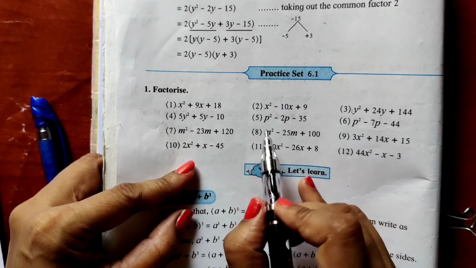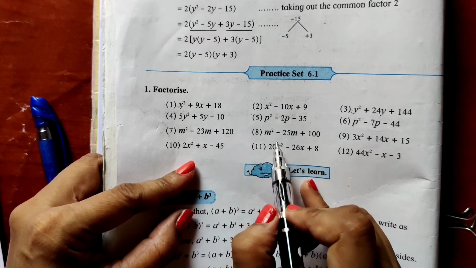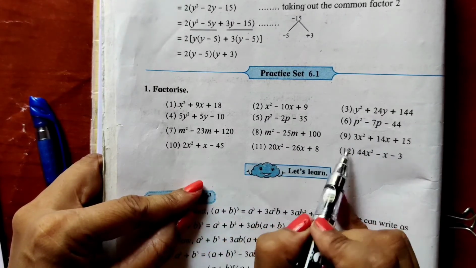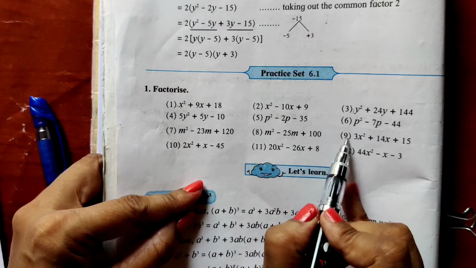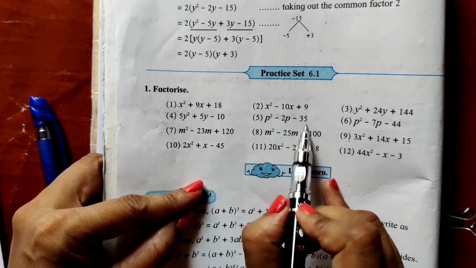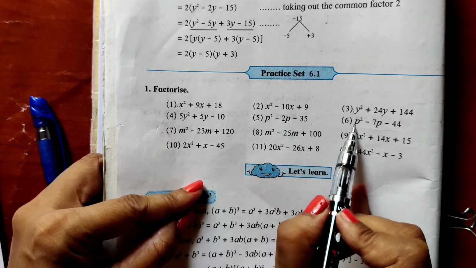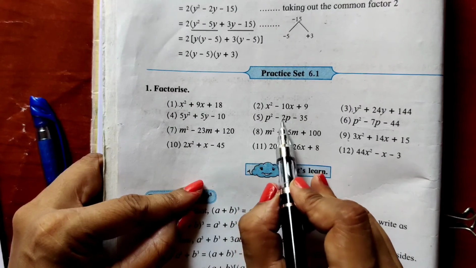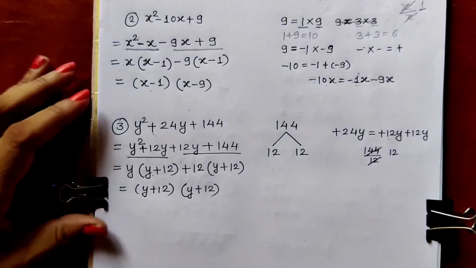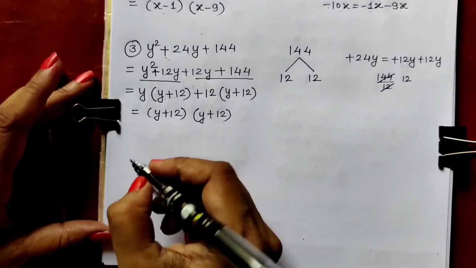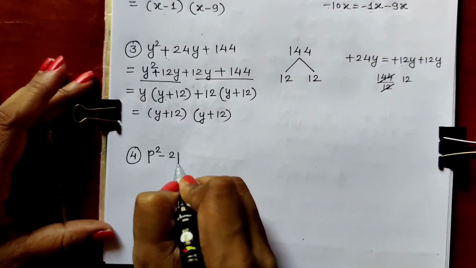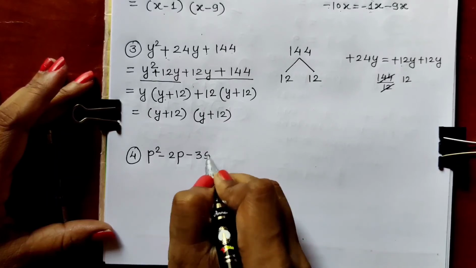We will first solve all the sums in which the coefficient of first term is 1, and this 4th, 10th, 11th and 12th and this 9th sum also we will solve afterwards. First we will complete all these sums in which the coefficient of first term is 1. So first we solve question number 5, p square minus 2p minus 35. p square minus 2p minus 35.